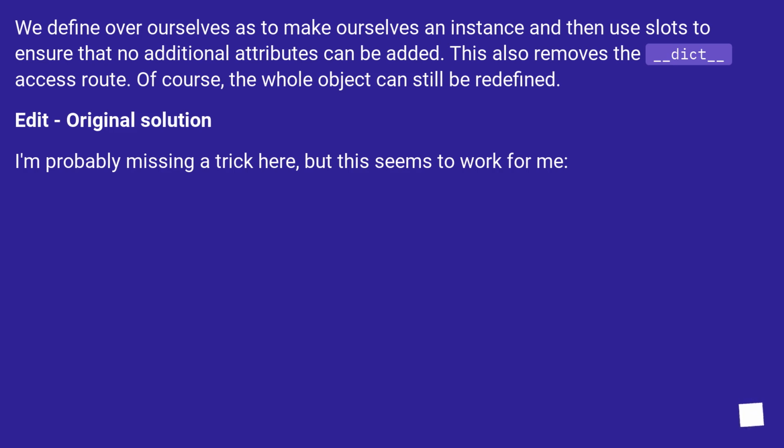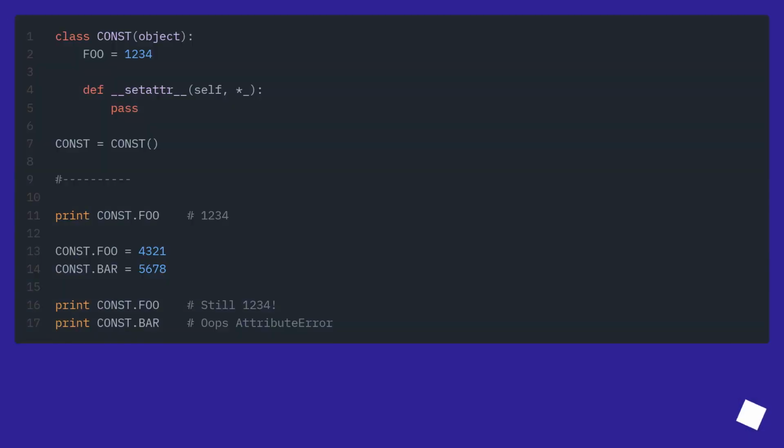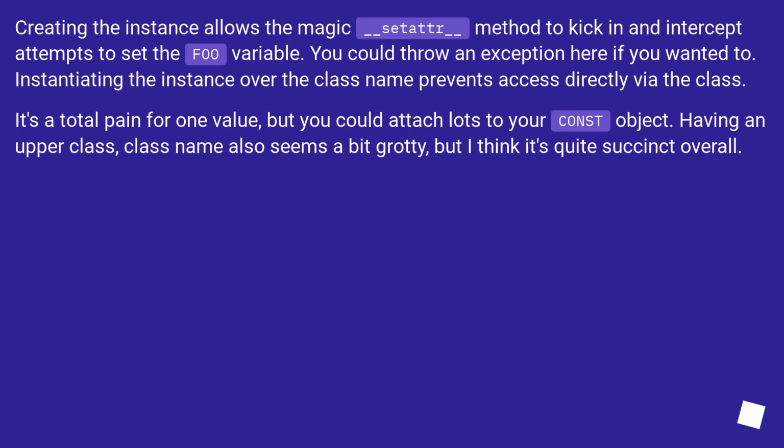Edit, original solution. I'm probably missing a trick here, but this seems to work for me. Creating the instance allows the magic __setattr__ method to kick in and intercept attempts to set the foo variable. You could throw an exception here if you wanted to.